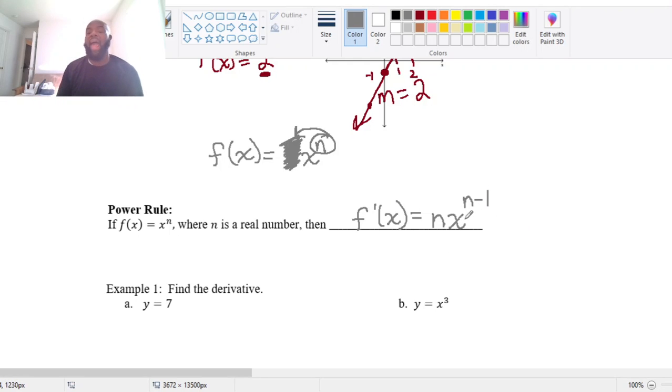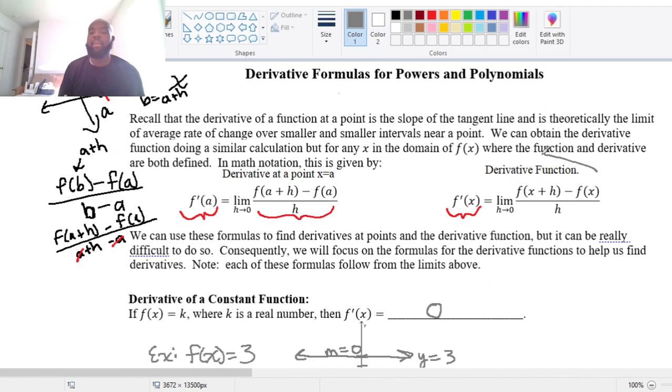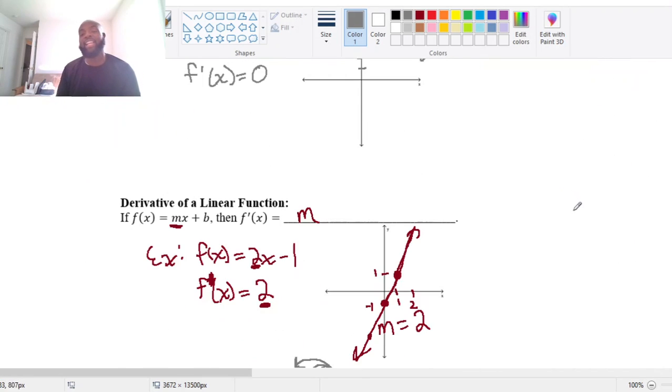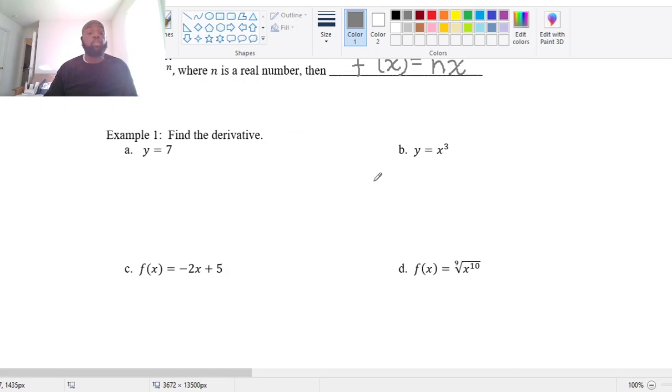This power rule actually comes from doing this limit on a power function, and so that's where this formula comes from. Now, we're not going to talk about limits and all that in this class, but that's where this power rule comes from. We're just learning the formulas and recognizing when we can use the formula. And so I have some examples here where we may use one or more of these rules.